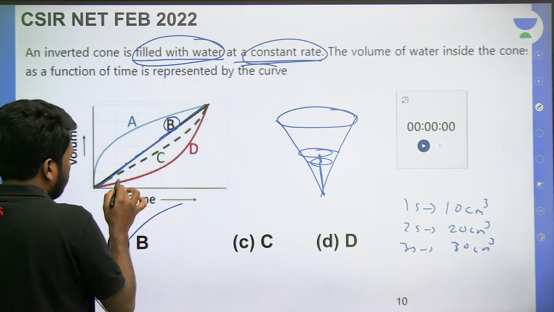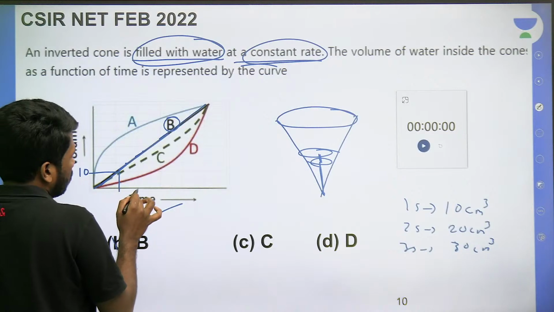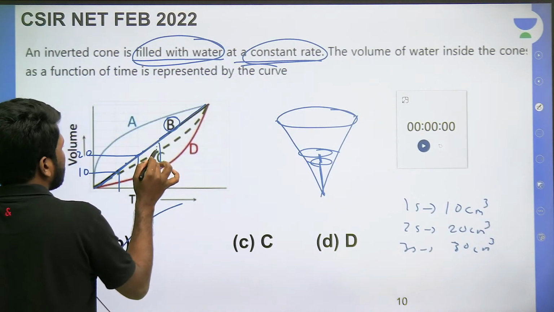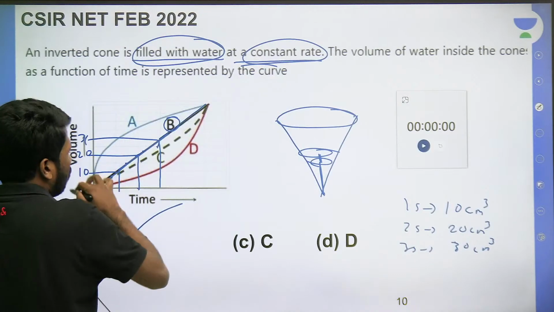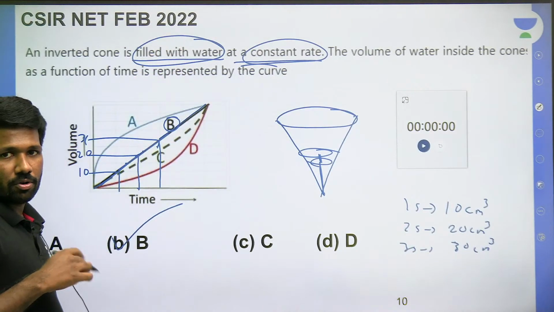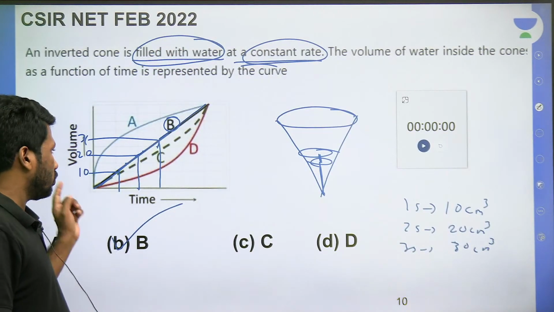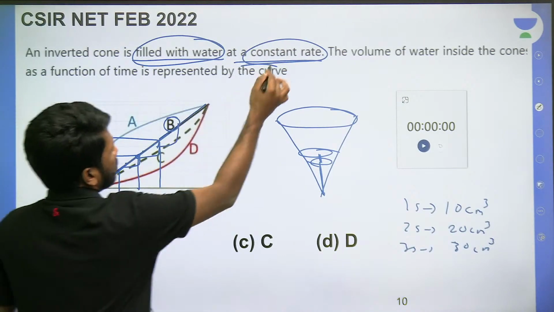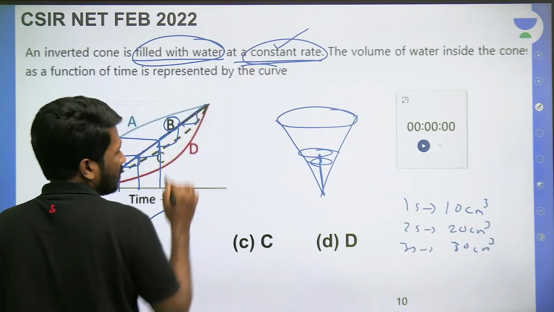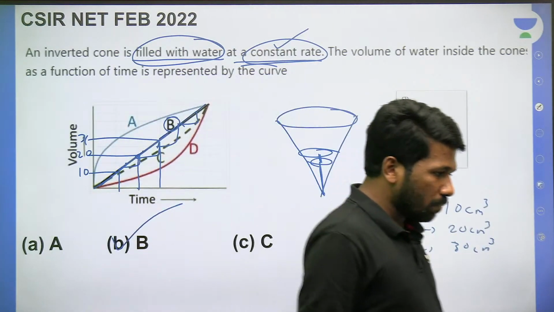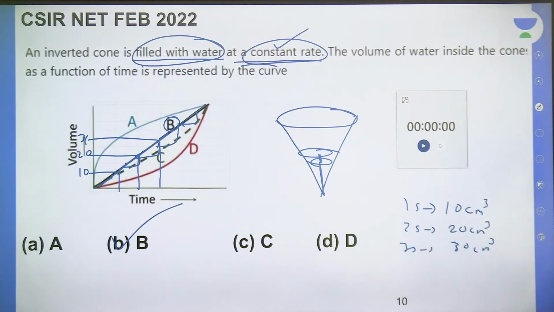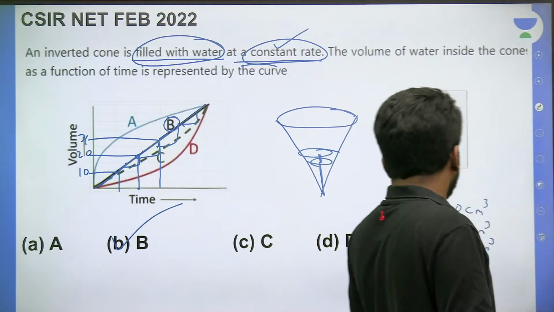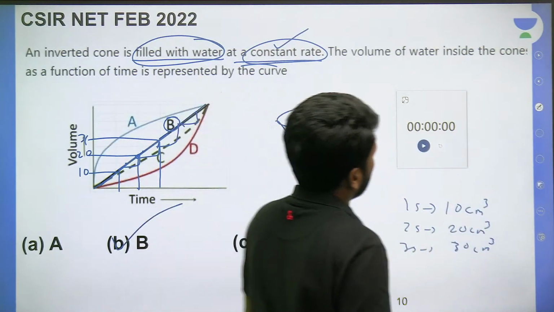That means, for example, if in 1 second the volume is 10, then in the second second it will be 10 plus 10, 20. Third second, 20 plus 10, 30, and so on. Not an exponential curve. Not an inversely proportional graph also. It should be a linear curve where the slope should be the same, because the question directly told the rate is the same. Rate is the same means slope is the same. All clear? All of you, is it clear or not? As I told, it is directly mentioned in the question.